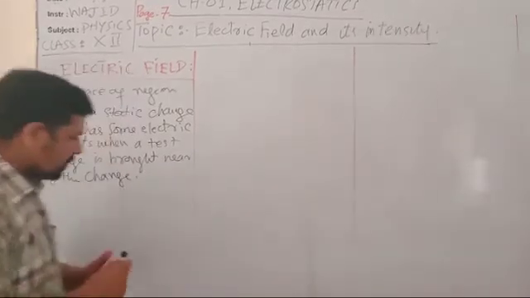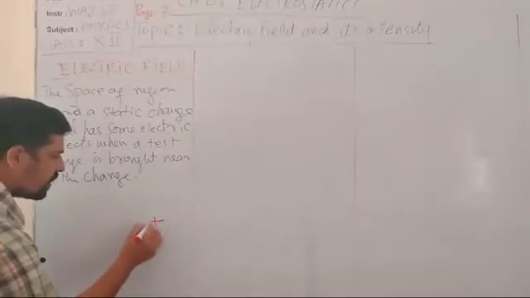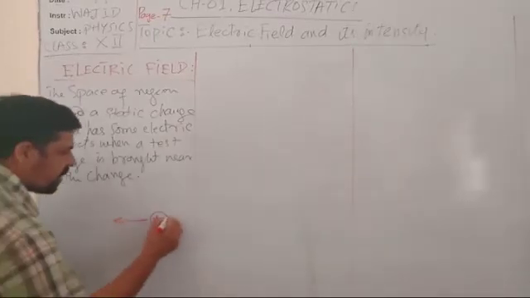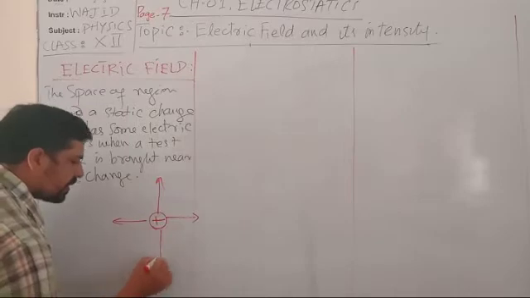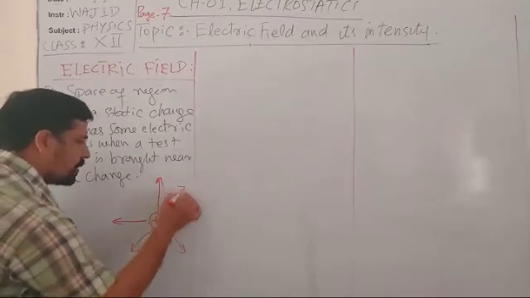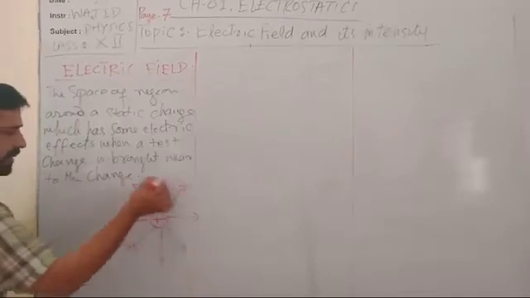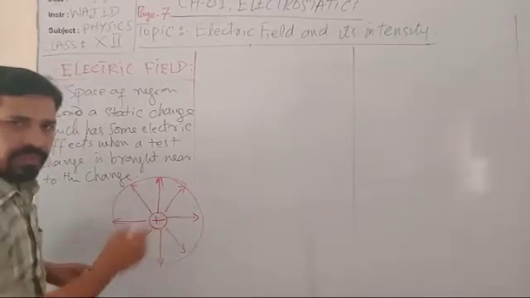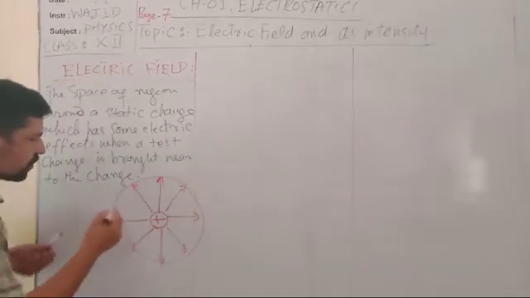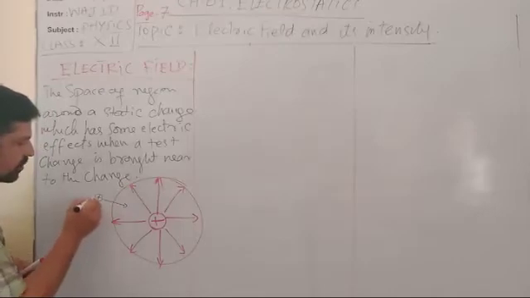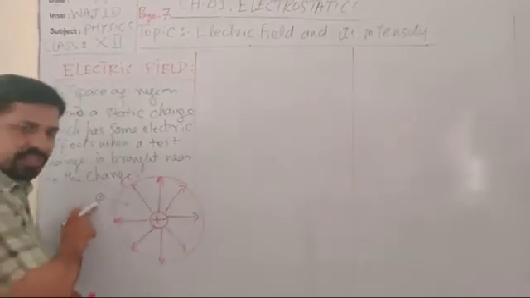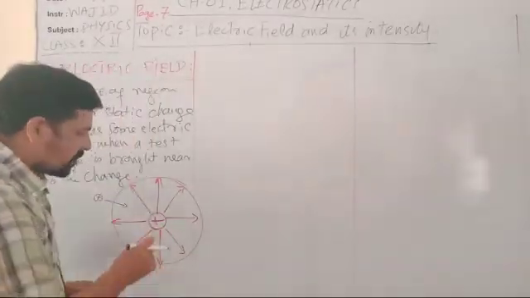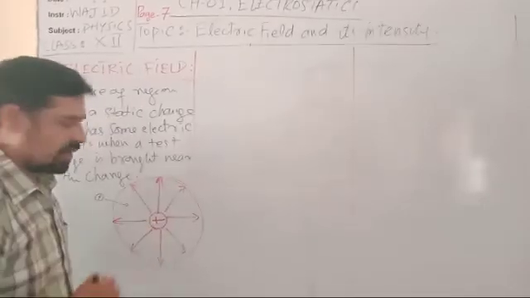For example, we say that this is a positive charge which has an electric field around itself, shown by the red lines around the charge like this. This is the space or region where the electric effect of this charge is felt whenever a test charge is brought near to it. This is a positive test charge. A test charge is that charge which is used basically to test another field or another charge, and the charge which we are going to explain is called the source charge.